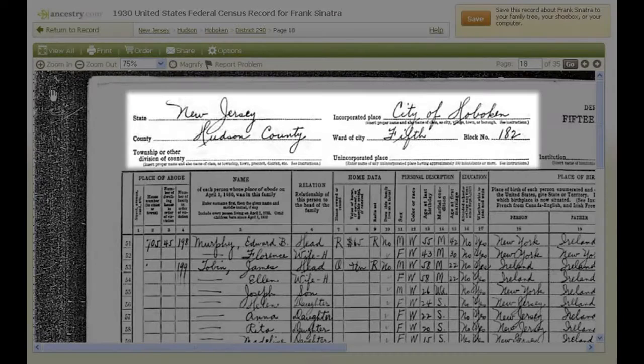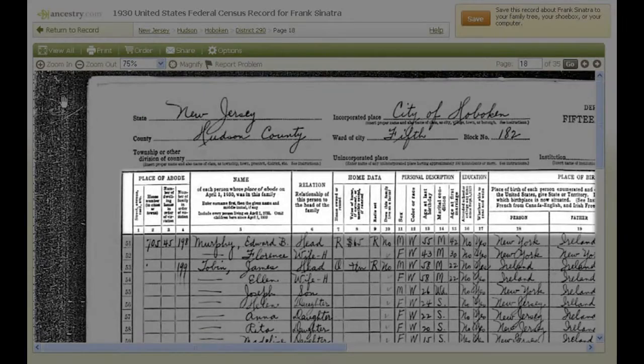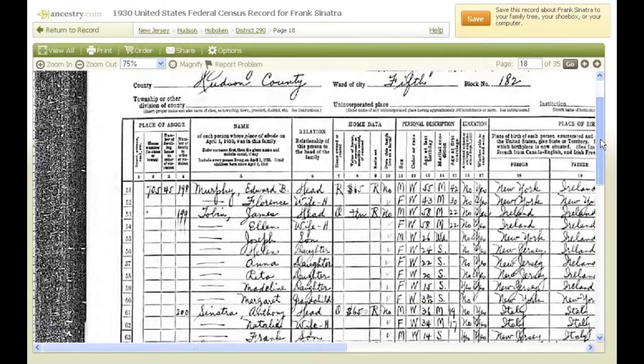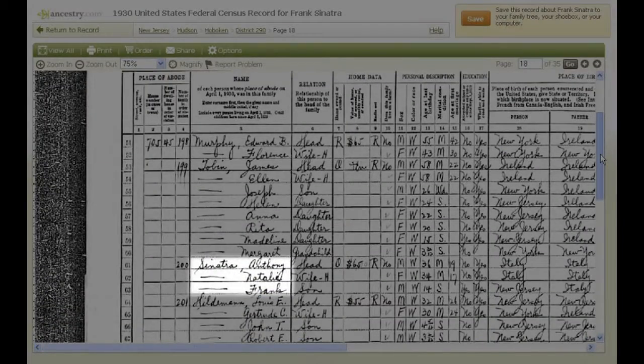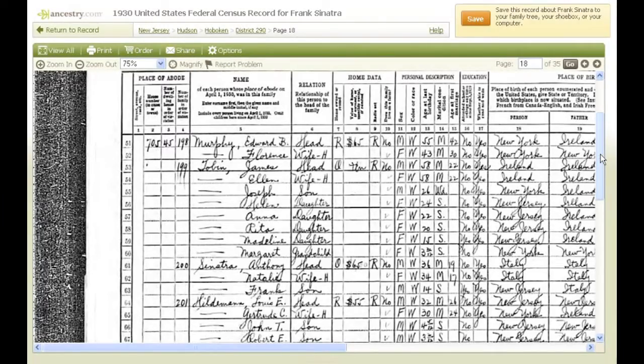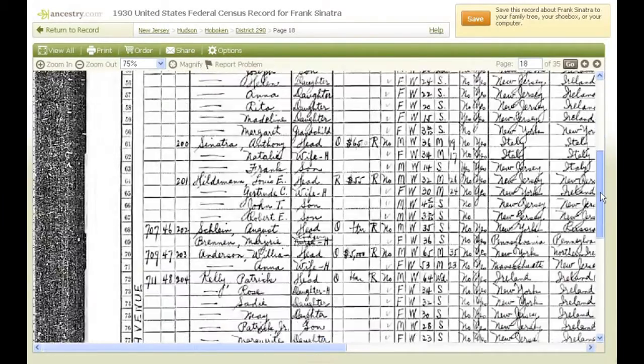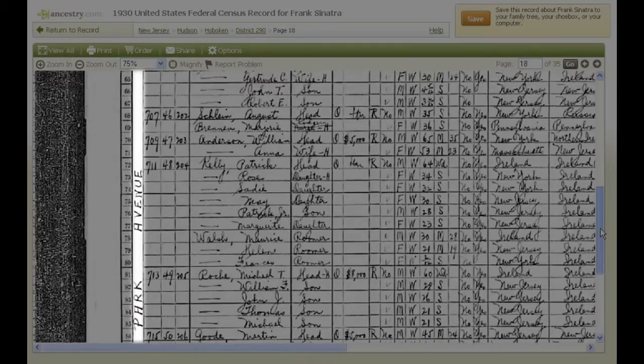For starters, here's the state, county, and city where this record was taken. The headers at the top of the page show what information each column contains. Let's use the Sinatra family as an example and walk through each column in this record. Notice that people are grouped by household. The street name is written vertically in column 1.